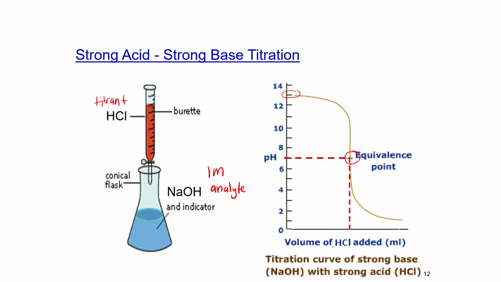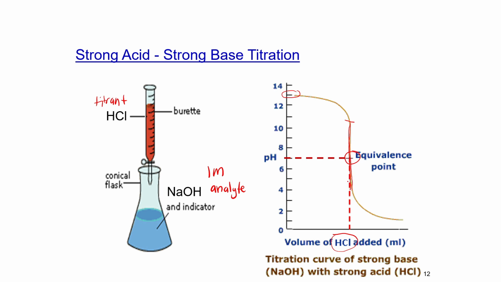Kemudian sini ialah volume of titrant. So titrant kita dah bertukar kepada HCl, so volume of HCl added. Okay, yang penting dalam sketch of graph ni ialah initial pH. So ini 13 because kita ada NaOH di dalam conical flask. Okay, then equivalent point 7 dan kita ada satu garis yang curam ni.